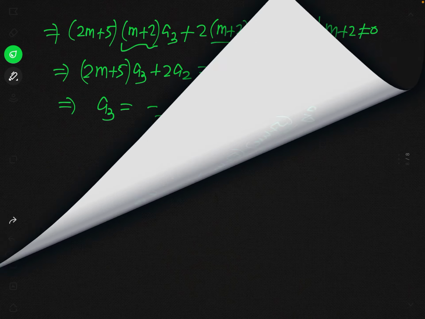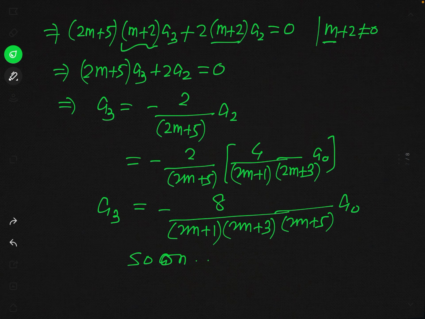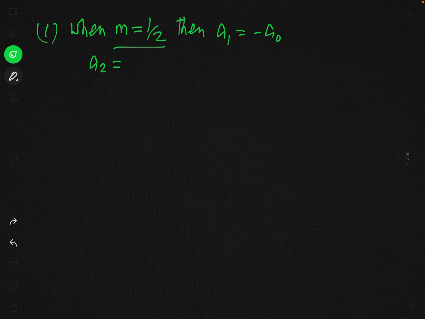And what will be the value of a2? You can see the value of a2 is this much, and we will put m equal to half. So when you put m equal to half here and simplify, you can find the value of a2. I am writing it directly here. So a2 will in fact, in this condition, be a naught by 2.